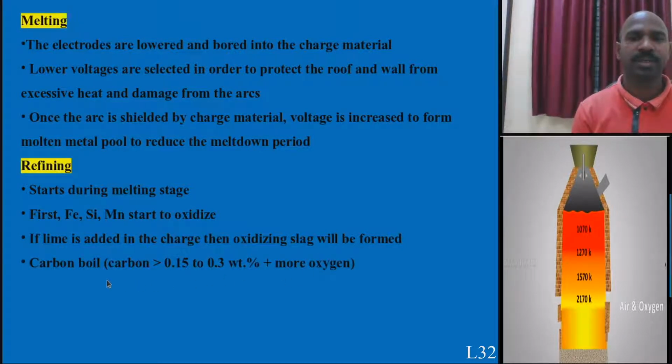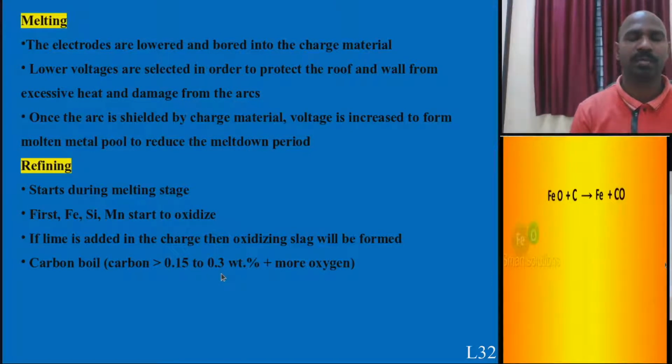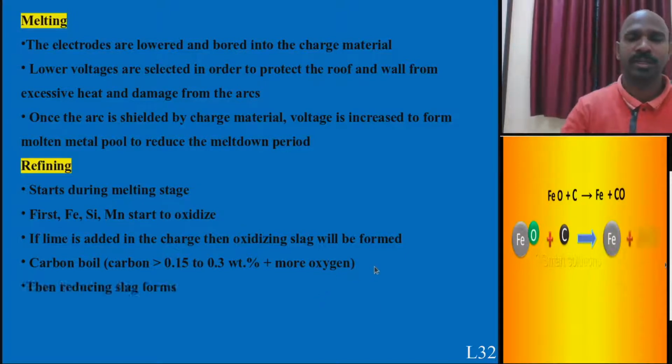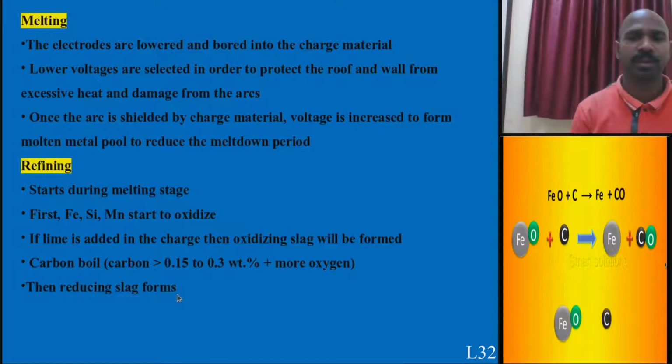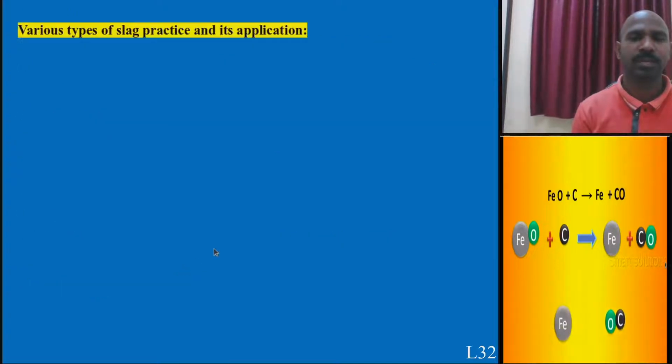And at the carbon boil stage, the carbon will be in the range of 0.15 to 0.3, which is medium carbon steel, and some oxygen will be dissolved in the steel. And then afterwards you go for the reducing slag. After this oxidizing slag, these things take place in the refining stage.